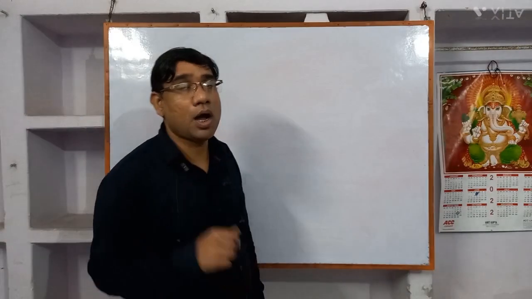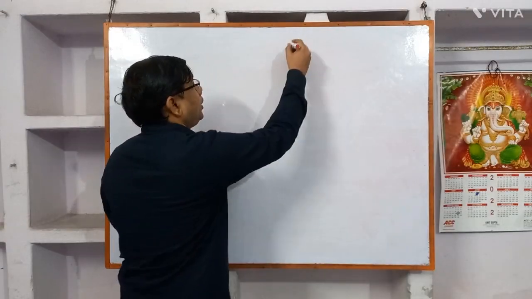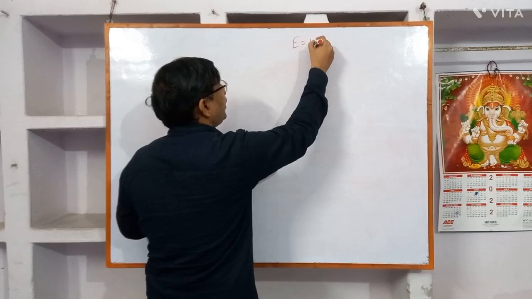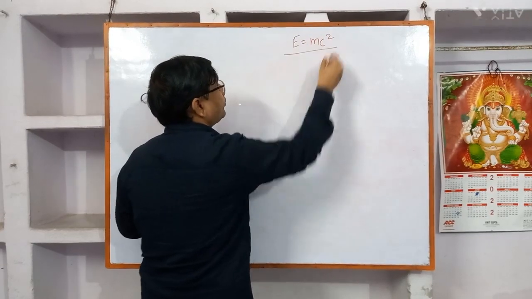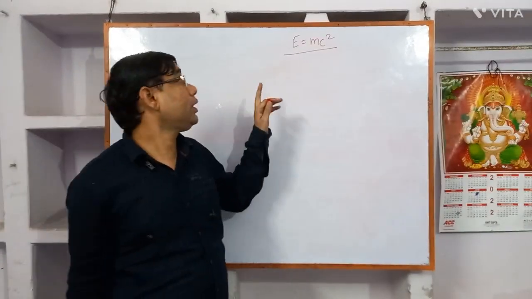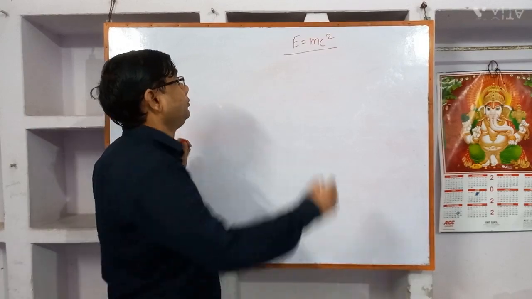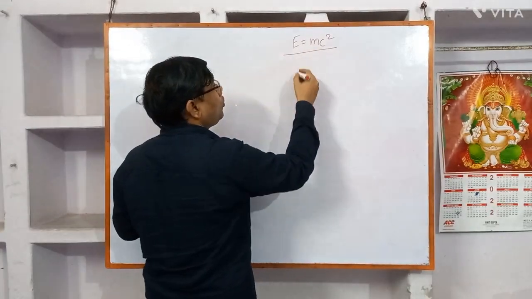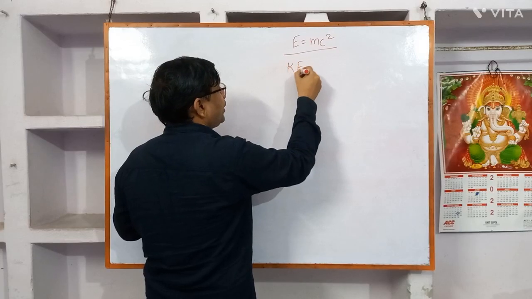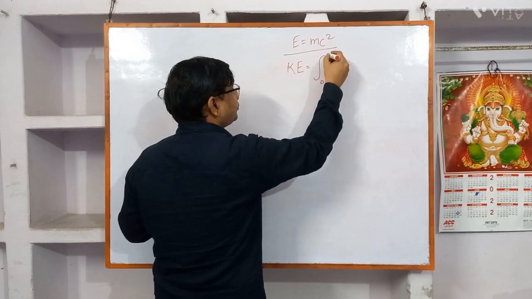I will show you how E is equal to mc square comes. Now, today I will derive this formula by the equation. We all know about kinetic energy.